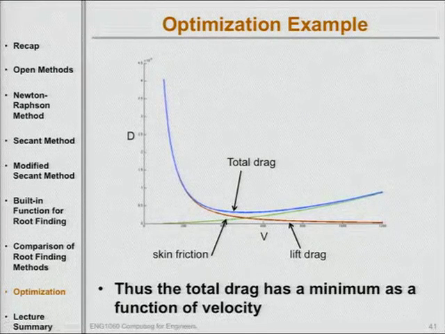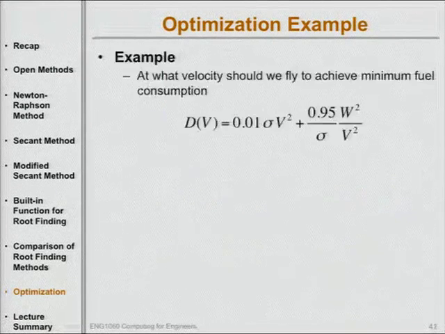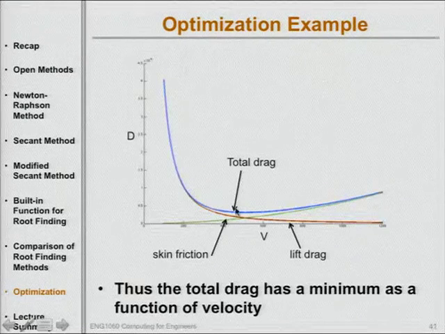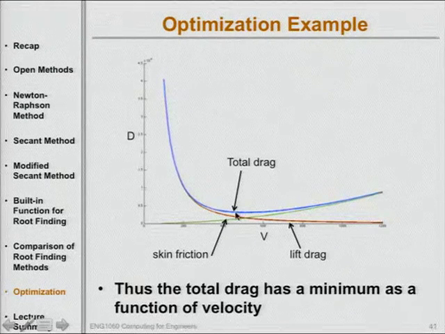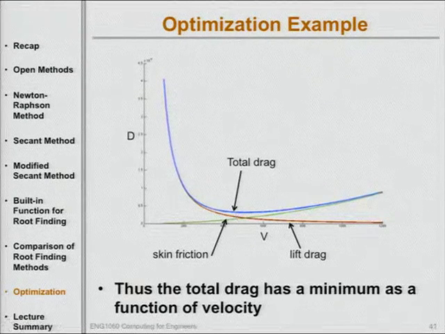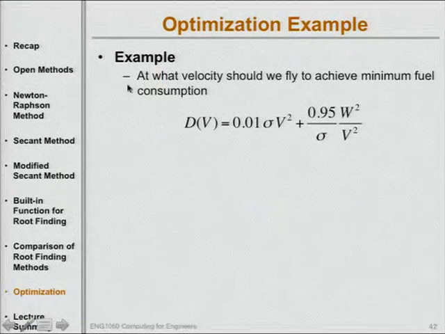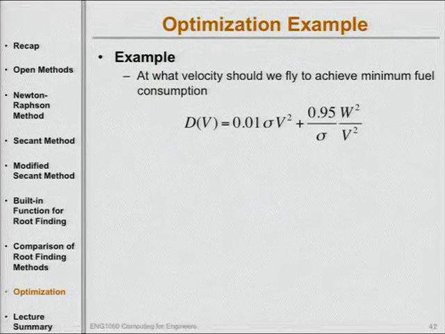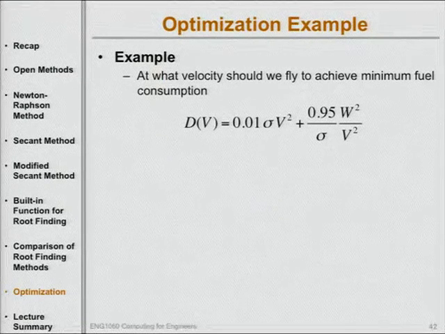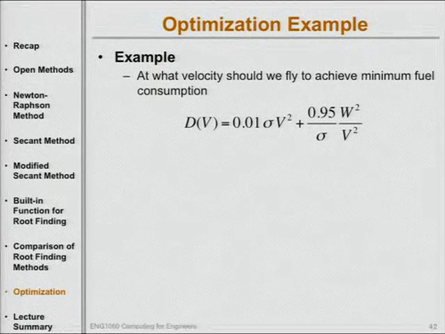Okay, the key thing here is that the total drag has a minimum. And so we're ultimately going to be interested in what that minimum is. And what that's saying is, if we fly at this particular speed around here, we're going to have the minimum drag. If we go faster or if we go slower, the drag's going to be higher. So, as an example of how you might want to use something like this, that's exactly the question I'm going to ask. At what velocity should we fly to achieve the minimum fuel consumption?